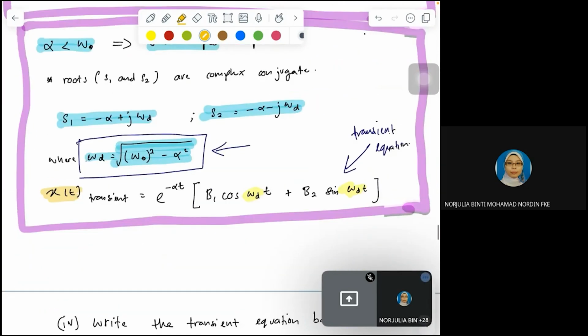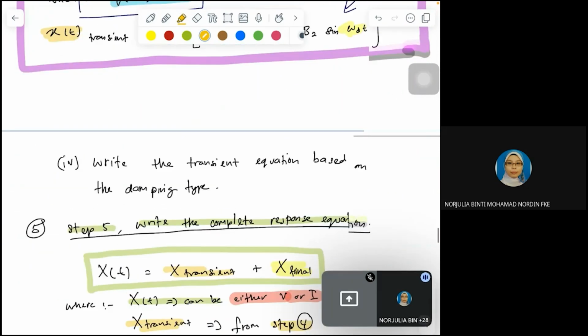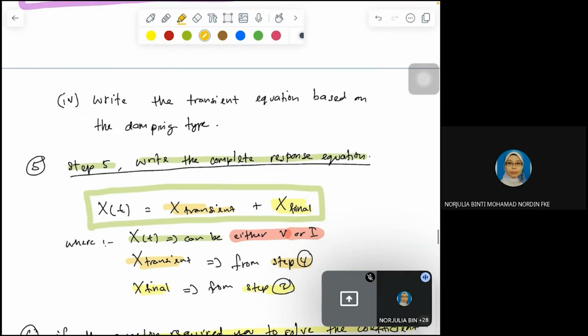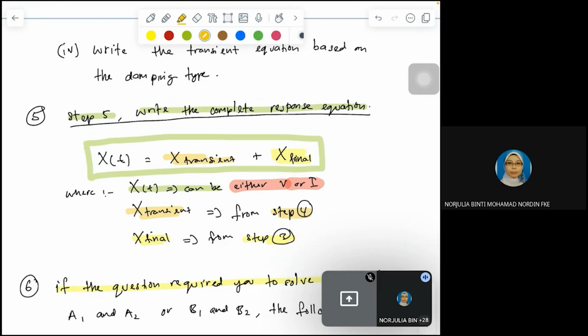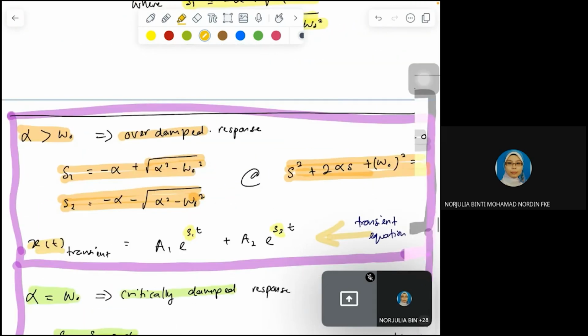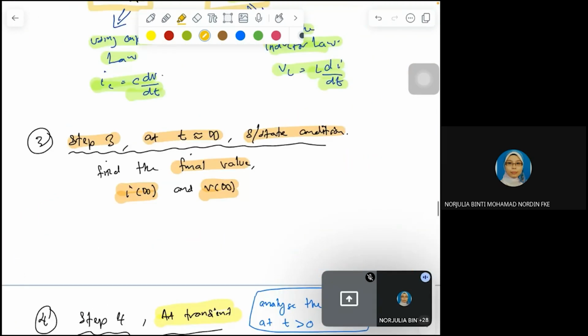So after you write down your transient equation based on the damping type, at step 5, you need to write the complete response equation, where the complete response equation consists of the transient equation plus the final value. The final value is from step 3. This is where the final value is calculated.